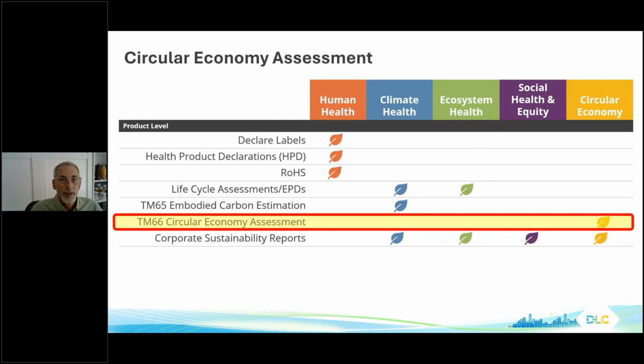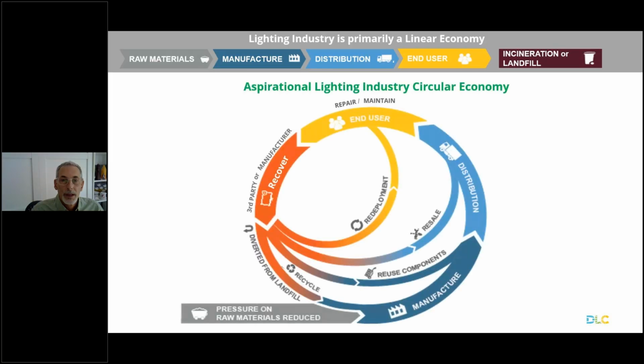Okay, the next item is a circular economy assessment. Just by way of background, the lighting industry is primarily a linear economy now. We are aspiring to become a more circular economy, but we have a long way to go. And so I think it's important when we're looking at sustainability metrics to also look at how a luminaire is designed and supported to help enable a more complete circular economy.